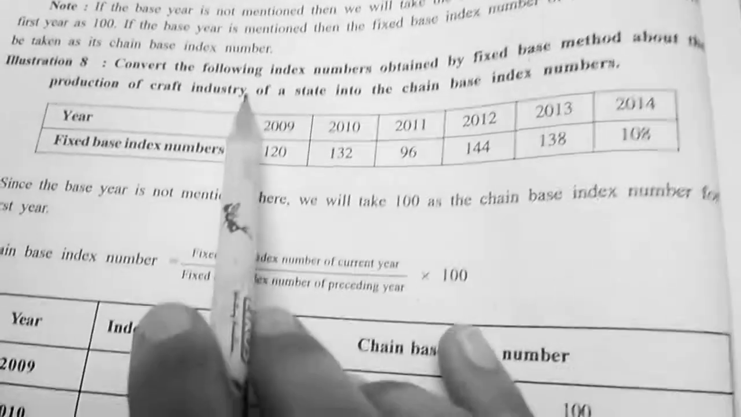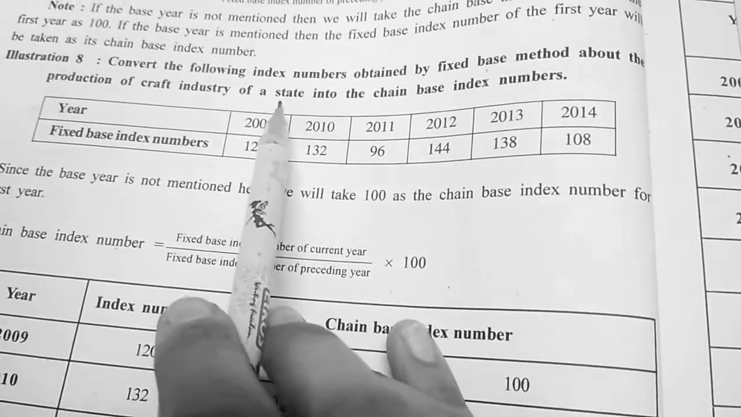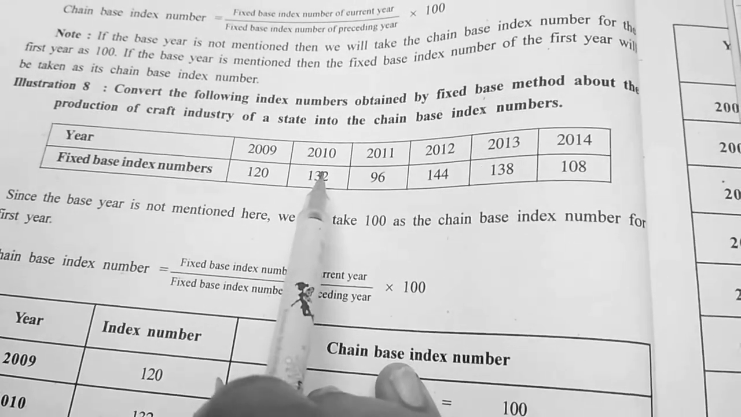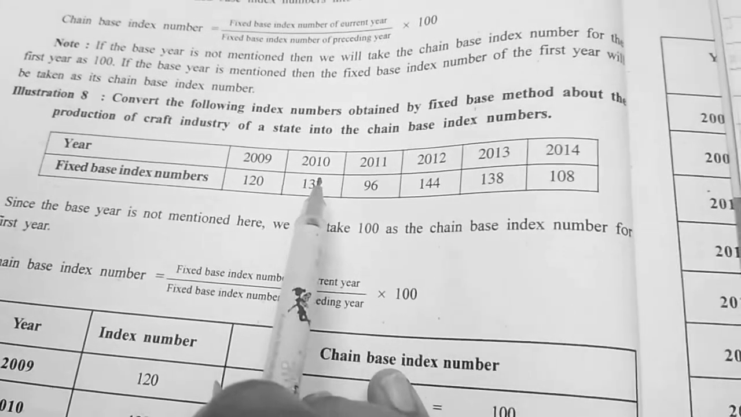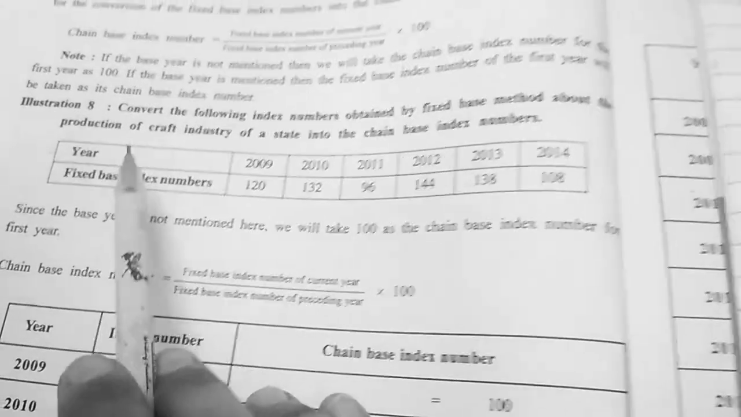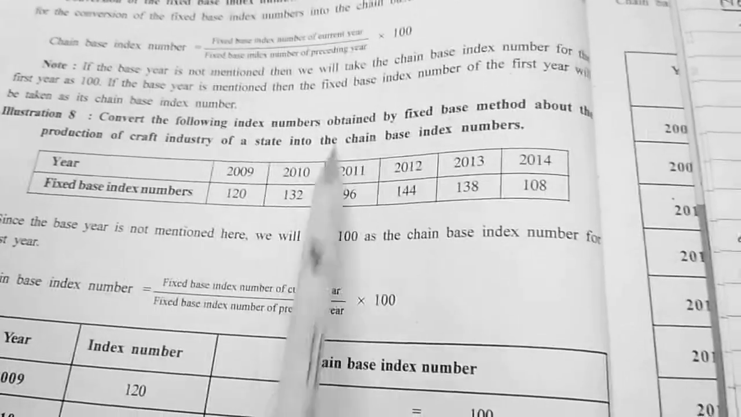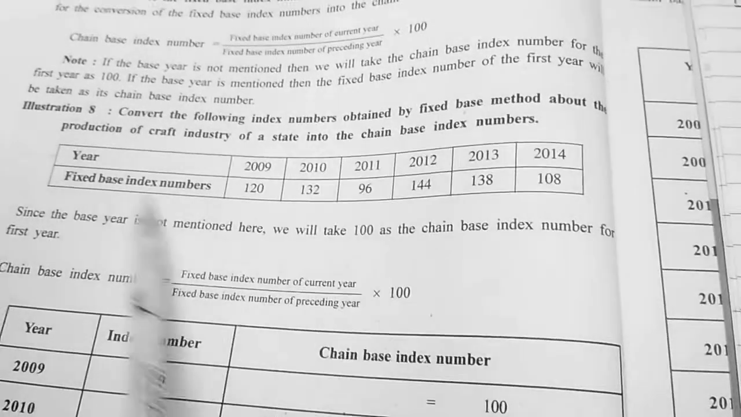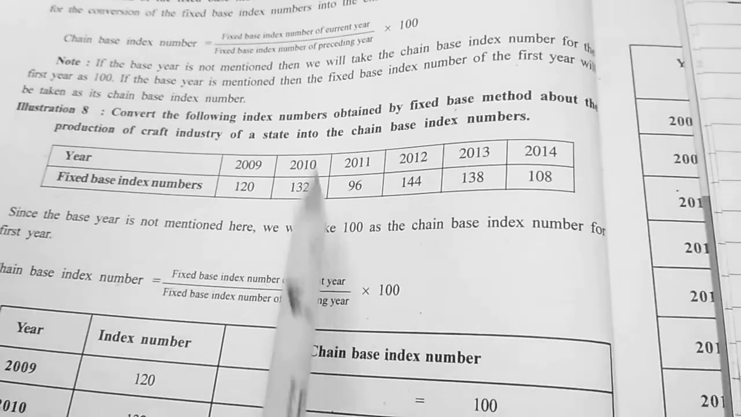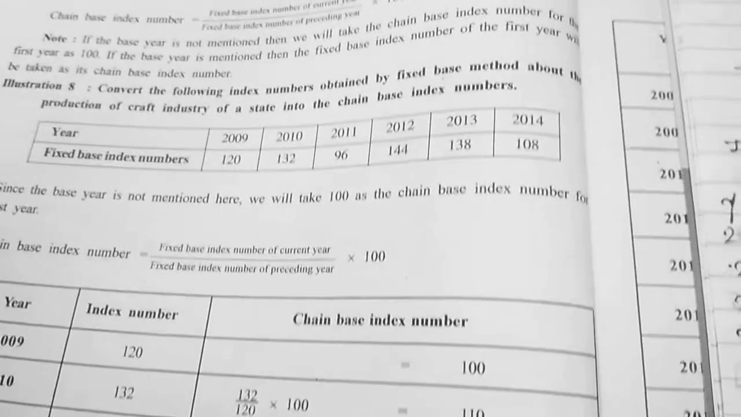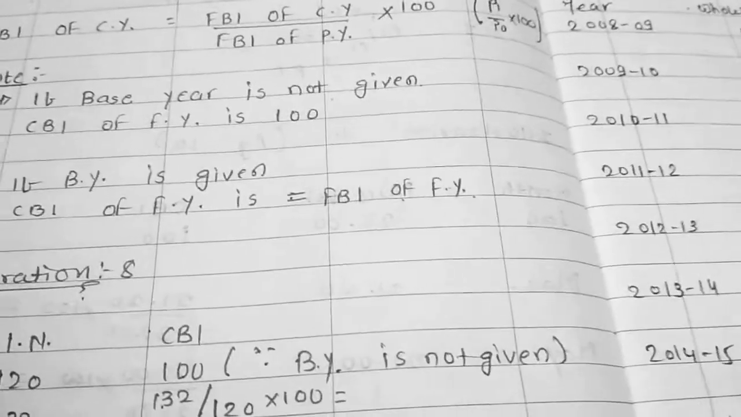So illustration number 8. Convert the following index numbers obtained by fixed base method about the production of craft industry of a state into the chain base index number. Here the information regarding year and fixed base index numbers are given to you, but here it is not mentioned which year to be taken as base year. So here for the first year, what will be the chain base index number? It will be 100, as I have told you.